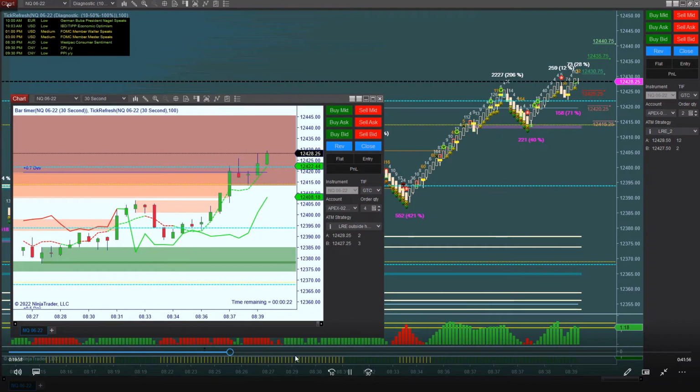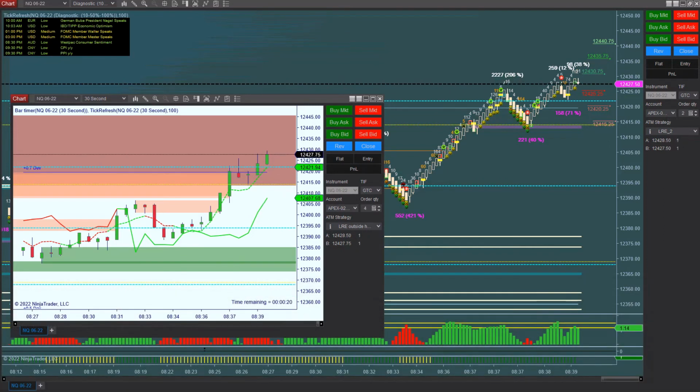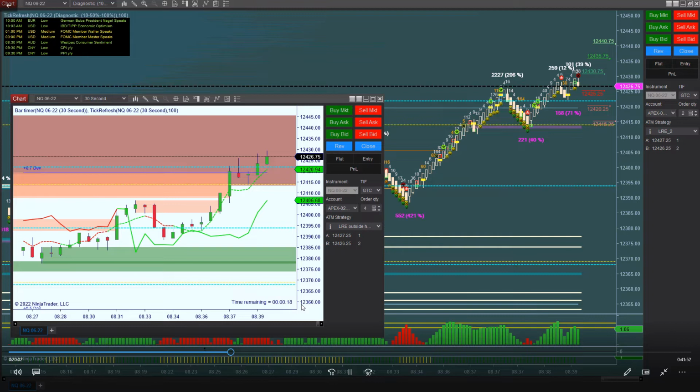And then it broke the high. So these two were angling up. It broke the high, this bar. Now there's technically a simplicity long. Let's see if it can run.